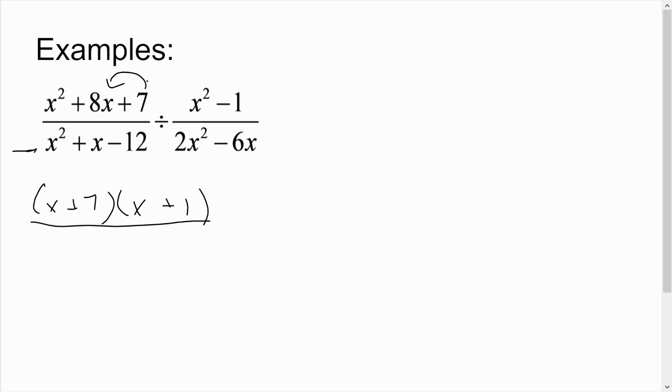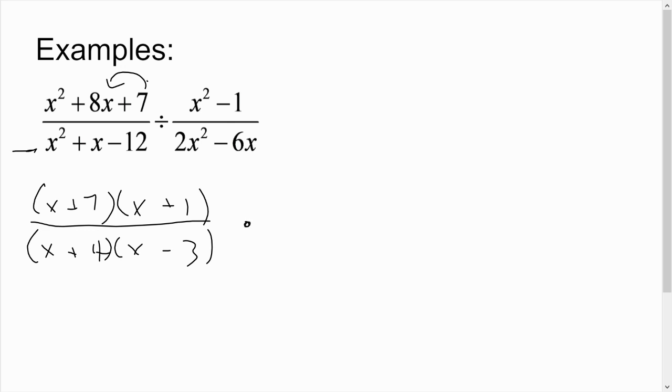Now I'm looking at the x squared plus x minus 12. So I'm going to hope that I can factor this as well. And I'm looking at what multiplies to make 12 and subtracts to give me 1. So that's positive 4 and negative 3. So that's all I got to, and I can check right there. Can I cancel anything? Is there anything that's exactly the same in the top and the bottom? But there's not. So I'm not going to do anything.